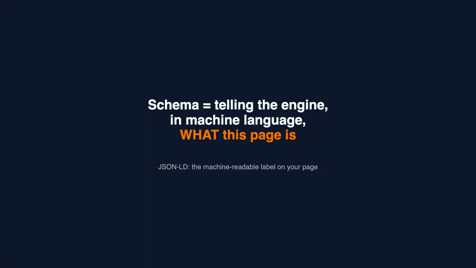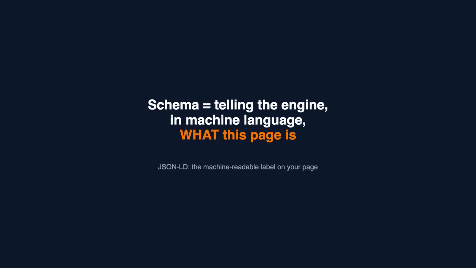Here is the short answer to today's question. Schema is the small block of machine-readable code that tells an answer engine plainly and unambiguously what your page is. That this is an organization. This is a person. This is a list of questions and answers. You only need a handful of types, and the single non-negotiable rule is this.